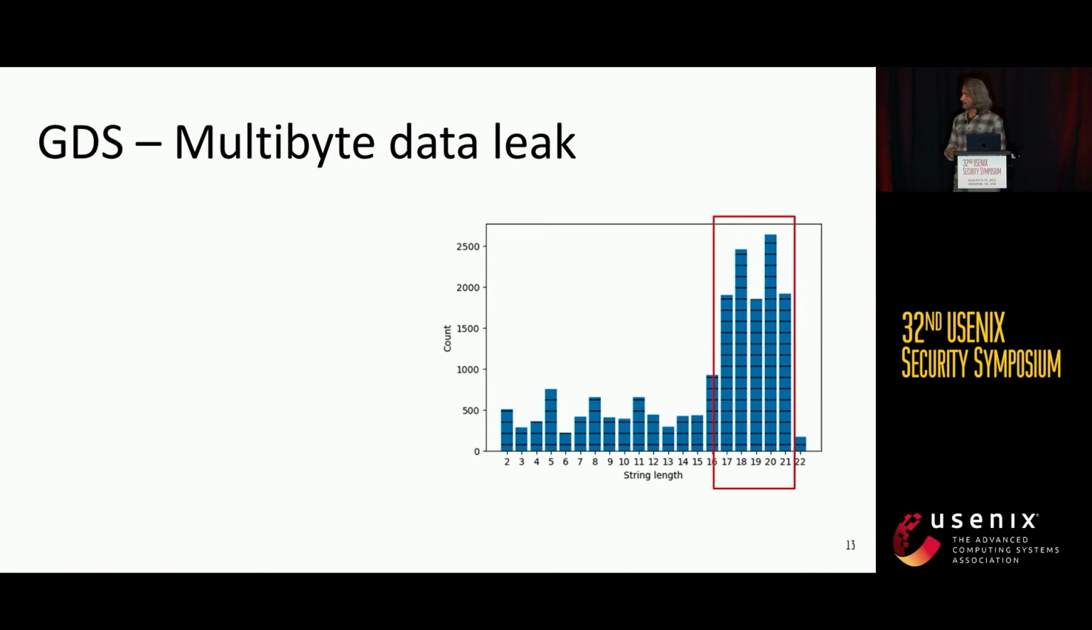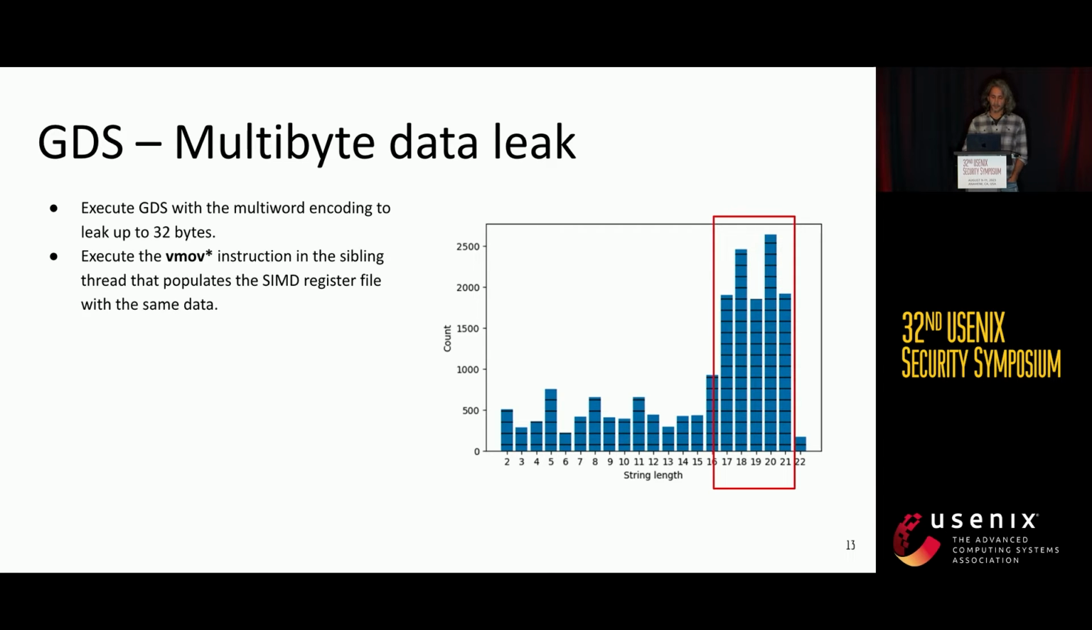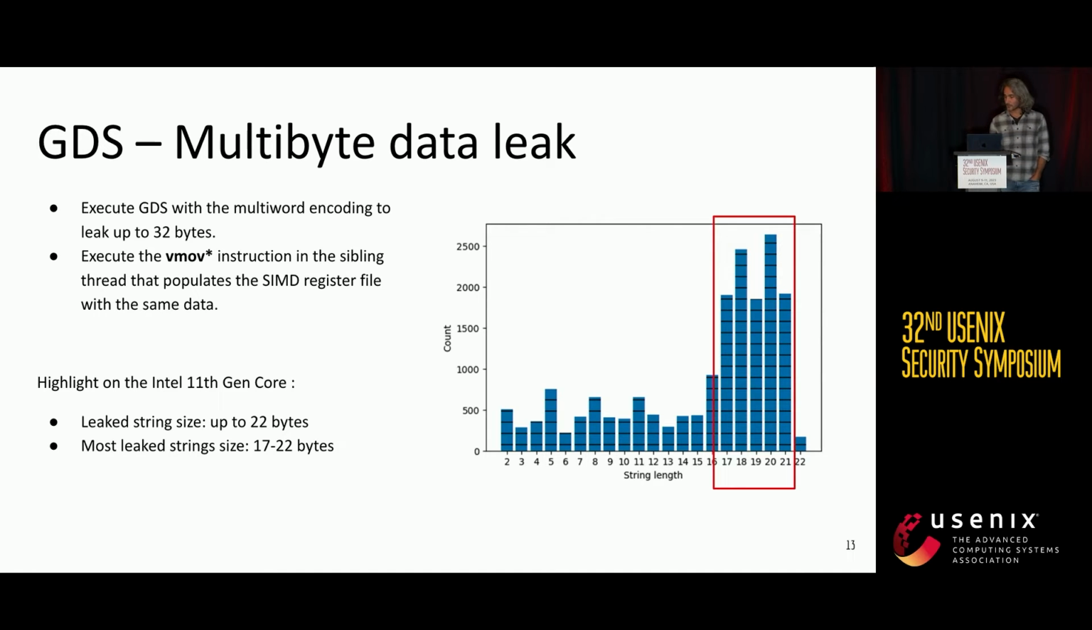The other important thing is how much data we can leak every time we speculatively execute the gather instruction. So I came up with an experiment where this time I encode all the 32 bytes of a vector instruction to the cache and see how many of them are there. And on the sibling thread, I execute a bunch of rep mov instructions to populate the register file with some strings. The highlight of this experiment on the 11th generation Core CPU was that we could leak up to 22 byte strings. And most of the strings are something like 17 to 22 bytes.